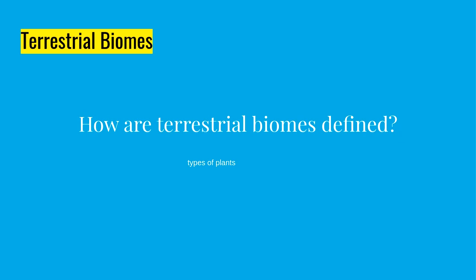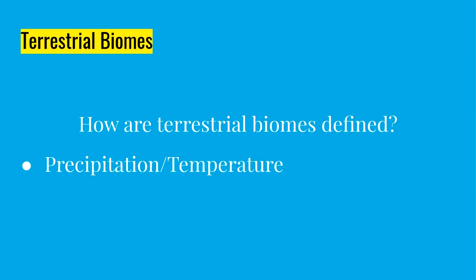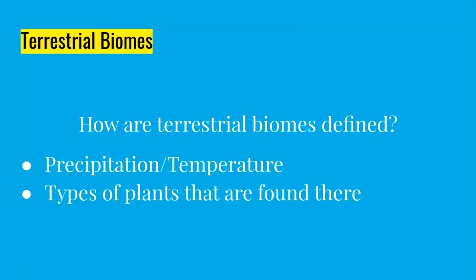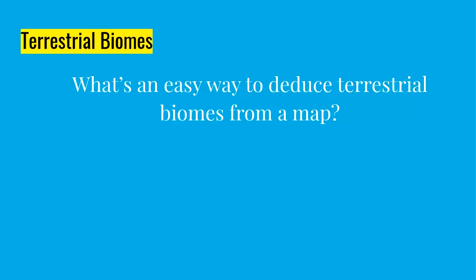Anything else that comes to mind? Think of maybe the climate. Temperature and precipitation. Yeah, perfect. I have it written up, so precipitation and temperature, and then also types of plants that are found there, or how they're defined. I would say the second one matters more.